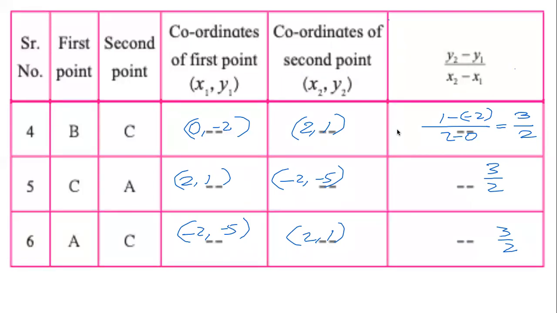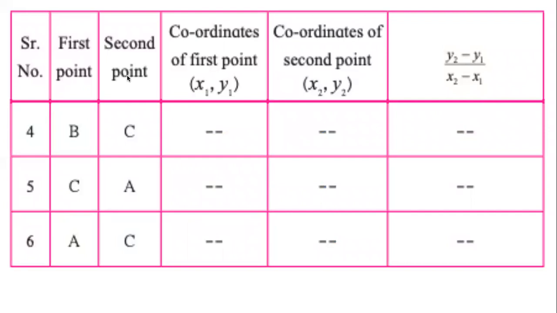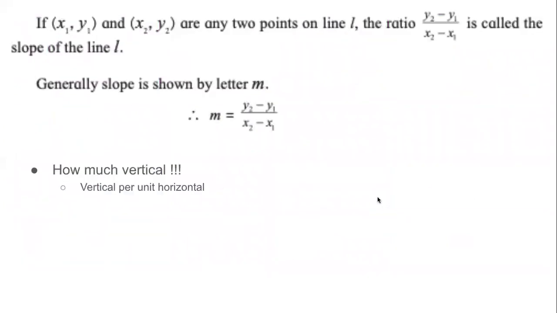But we are observing that this is same. Why it is same, I have already explained to you. I said, we understood that slope has got to do with vertical distance per unit horizontal distance. Now, see if that is exactly what we are doing here or not.